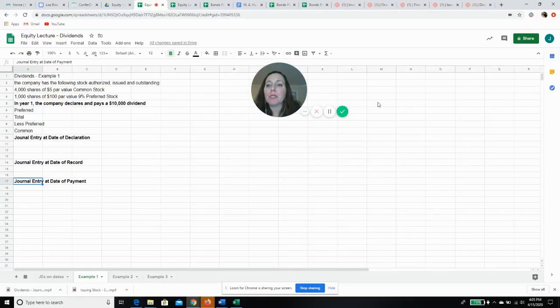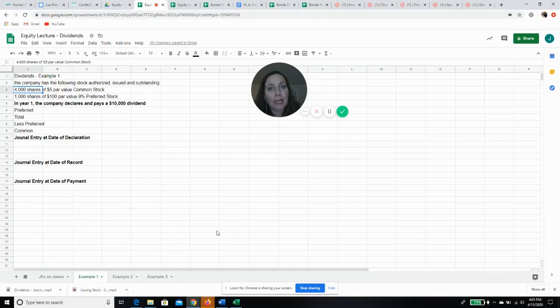Okay, we're going to go through our first example of calculating dividends when we have both common and preferred shareholders, and then doing the journal entries. So our company has the following stock authorized, issued, and outstanding. We have 4,000 shares of $5 par value common stock. We have 1,000 shares of $100 par value 9% preferred stock. And we're going to declare and pay a dividend of $10,000.